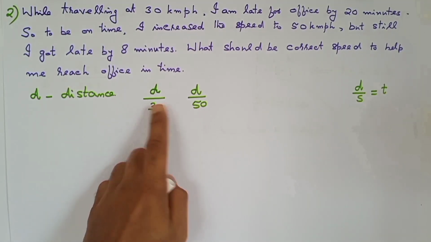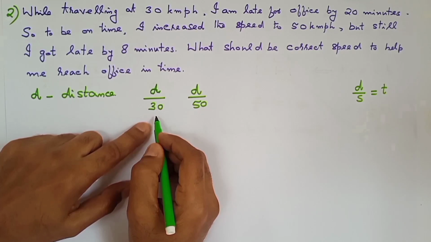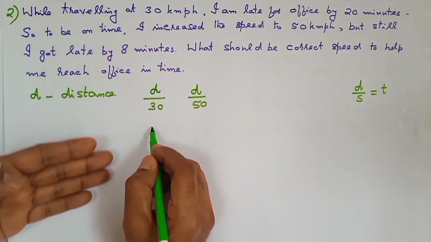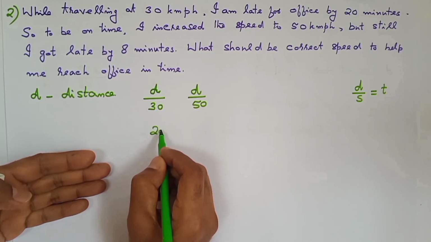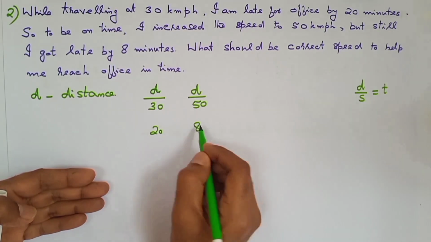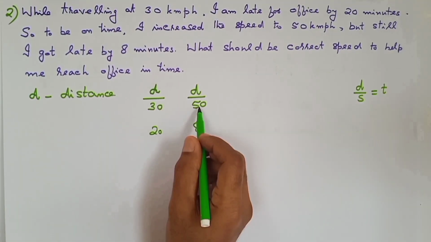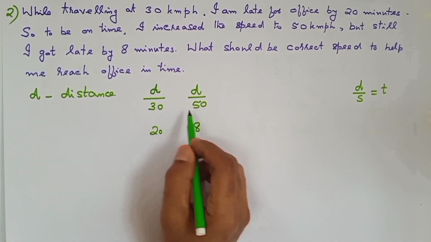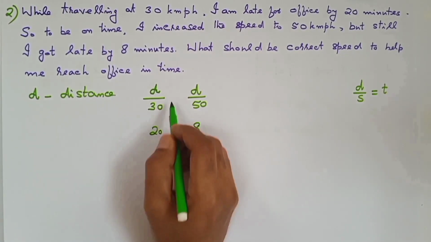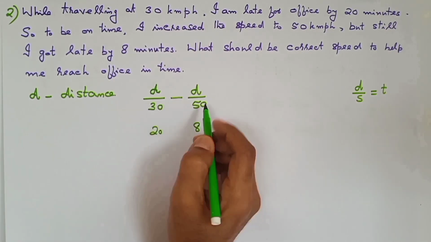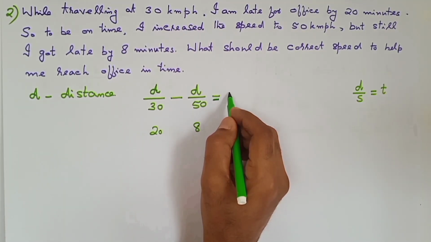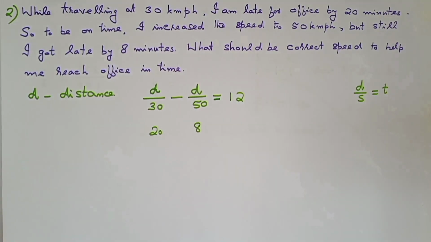There are two durations of time here. At this speed, this is the time, and we don't know how much time it took, but he got late by 20 minutes. If we go at this speed, he is getting late by 8 minutes. Can you see something? When you move faster, there is a gain in time, and the gain in time will be this minus this. That means when you increase the speed from 30 to 50, he is taking 12 minutes less. That is the indication of data given in the problem.